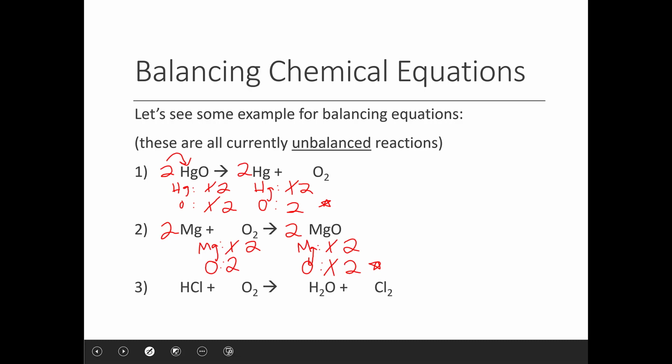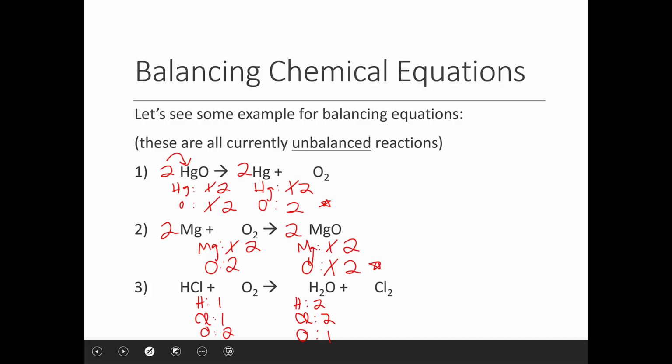Now, what happens if we have 4 formulas? In the first 2 equations, we only had 3 formulas that we were dealing with. So maybe this is going to get a little bit harder. We'll find out. On the left-hand side here, I have 1 hydrogen, 1 chlorine, and 2 oxygens. On the right-hand side, I have 2 hydrogens, 2 chlorines, and 1 oxygen. So as you can see, all 3 of these atoms need to be balanced.